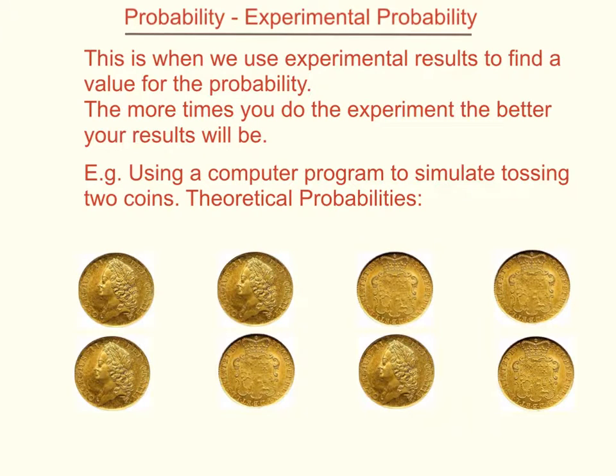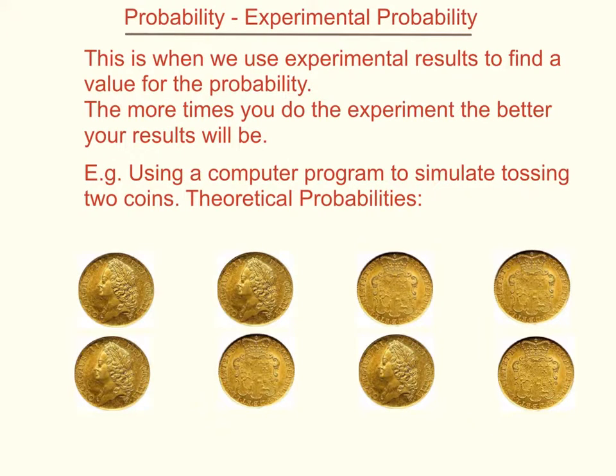In the last video, we looked at finding out the theoretical probability for different events. However, it's not always possible to get the theoretical probability. It might be too hard to calculate or to work out. So sometimes you have to do an experiment.